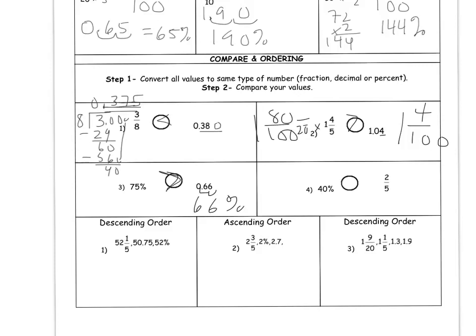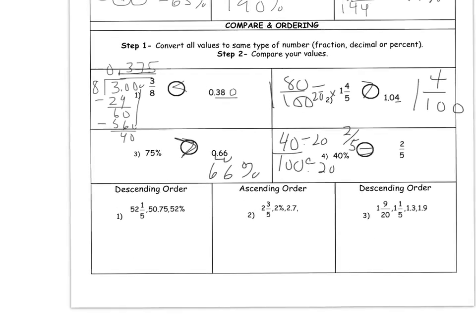And then we've got 40% and 2 fifths. Well, we can either put both in a percent or both in a fraction. I think it's easier to put both in a fraction. So we put percent over 100, so 40 over 100, since percent is always out of 100, and then I'm going to reduce. So I can reduce both by 40, or by 20, and I would get 2 fifths. So 2 fifths equals 2 fifths, which is equal.